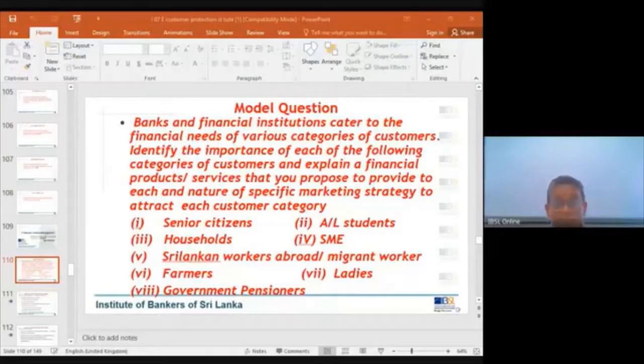Now, what financial products are we catering to ladies? Banks usually have different ladies' products. For example, from NSB, you have Stree, Apsara, and Aralia. Like that, there are financial products you can offer them. You can also offer a lot of business loans, self-employment loans, startup loans, and things like that.